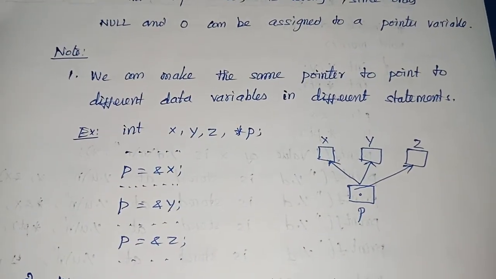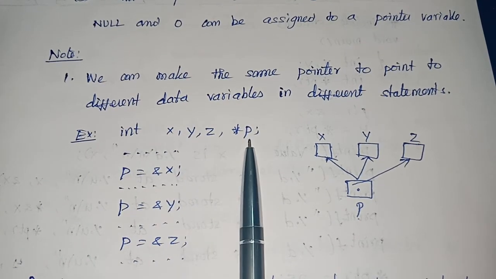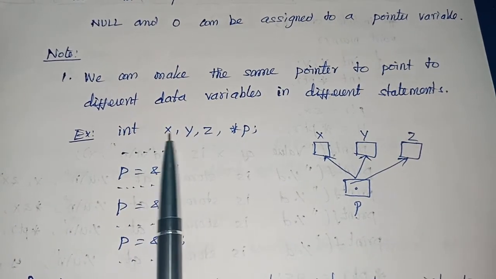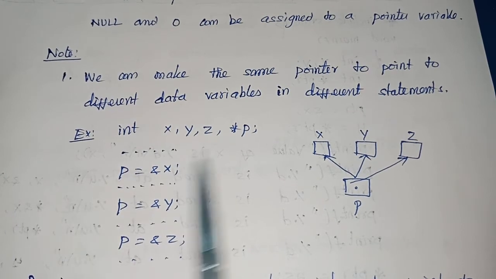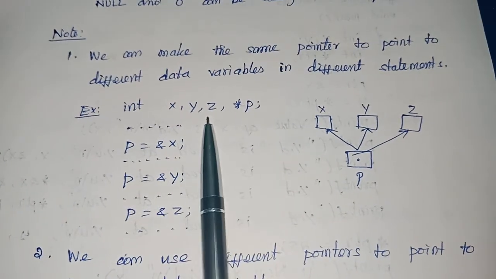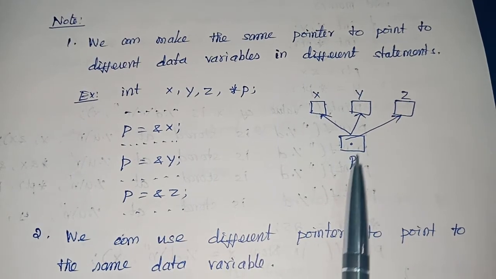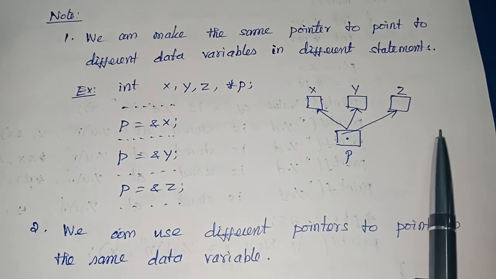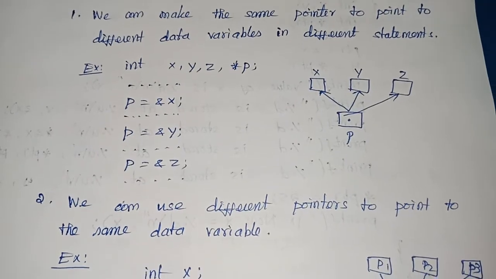There are points to note. Look at this example. There are 3 integer variables together with an integer pointer variable. I am collecting the address of x in P. After a few steps, I am collecting the address of y in P. After some steps, I am collecting the address of z in P. Is it accepted? Yes. I can use a single pointer variable to collect the address of 3 or 4 or 5, any number of variables of the same data type.